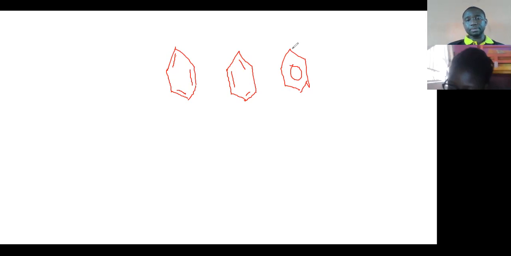Now we have the benzene as a whole. The aromatic compounds are something different. We have compounds of benzene like this, OH. We have other ones having CH3.